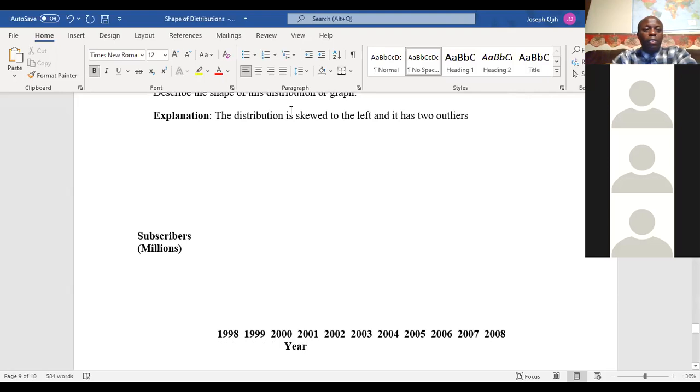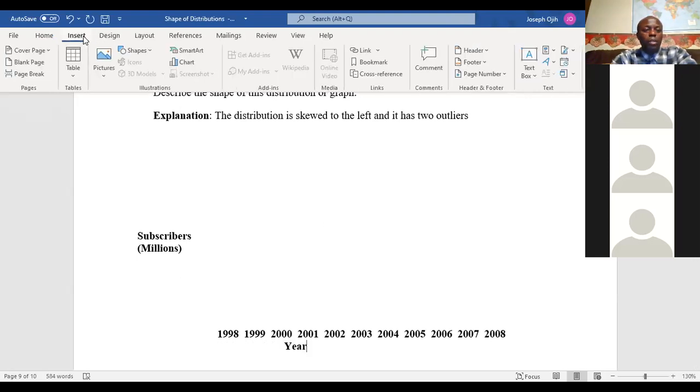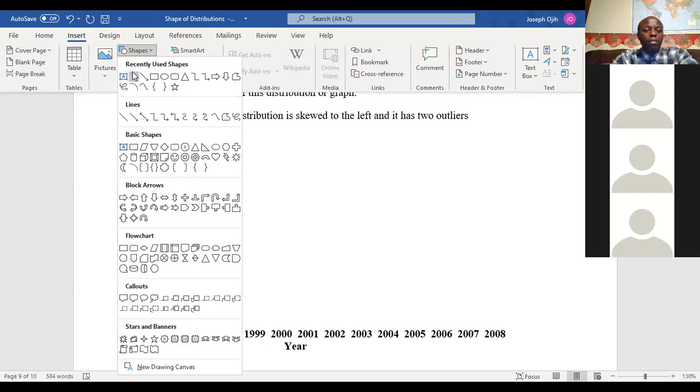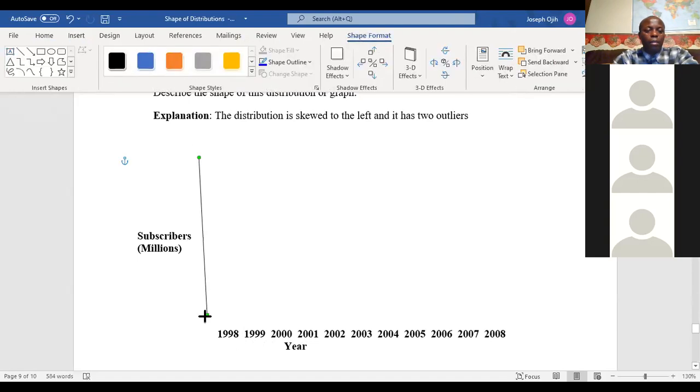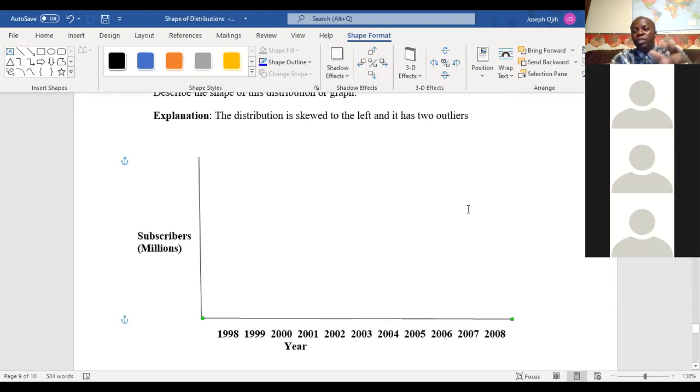Okay. Now you can put your X and Y axis. This is the Y axis for the subscribers. And this is the year, if you remember from your algebra class. Okay. Now you can put the numbers in for the millions and then start plotting the graph.